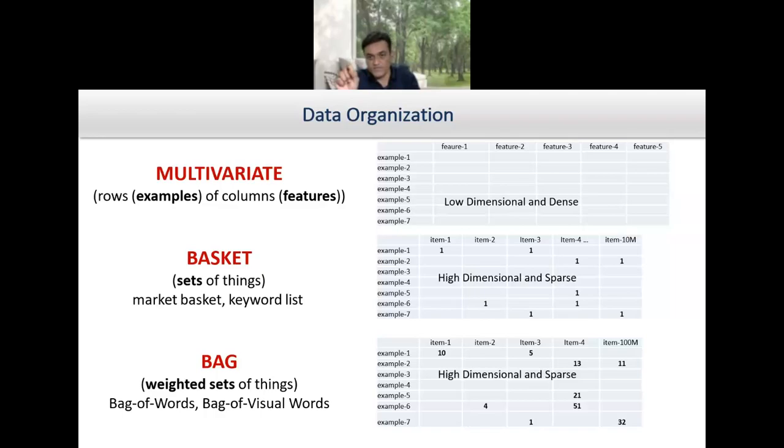For other products, whatever product I buy, there would be a one entered for that customer who has purchased this product. So these are all about multivariate data, where we have low dimensions and dense data. Most of the things are stored over there.